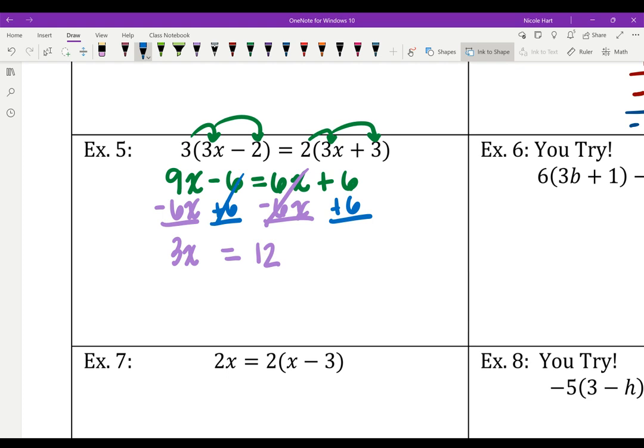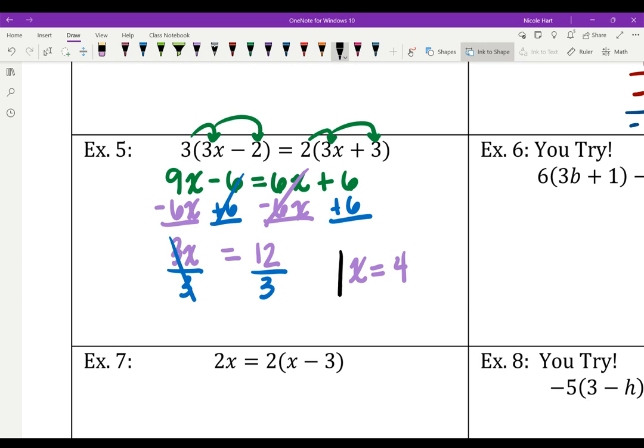The more you do it, the more likely you are to do those steps at the same time. We're going to divide by 3 to get x by itself. x is equal to 12 divided by 3, which is 4.